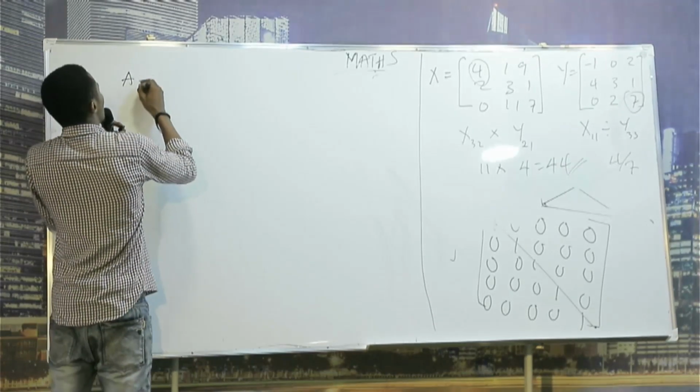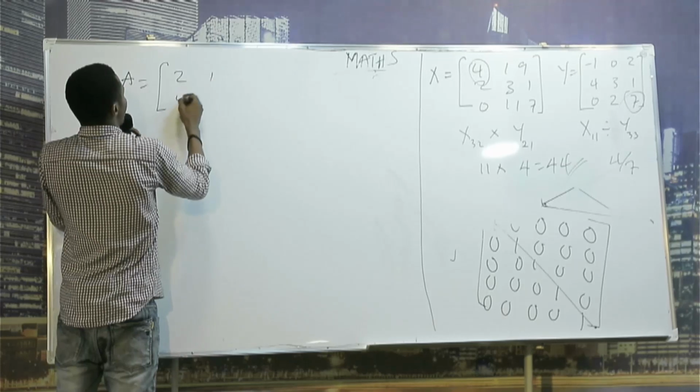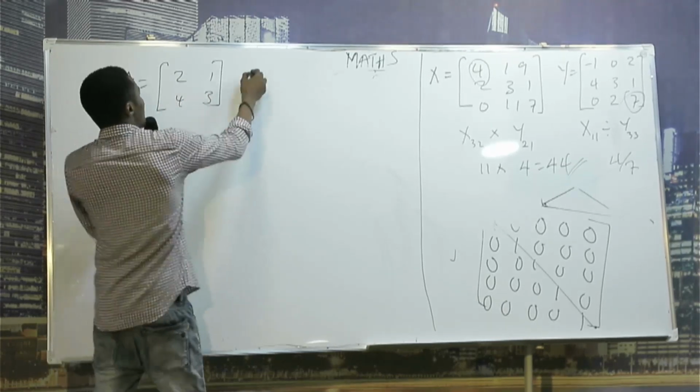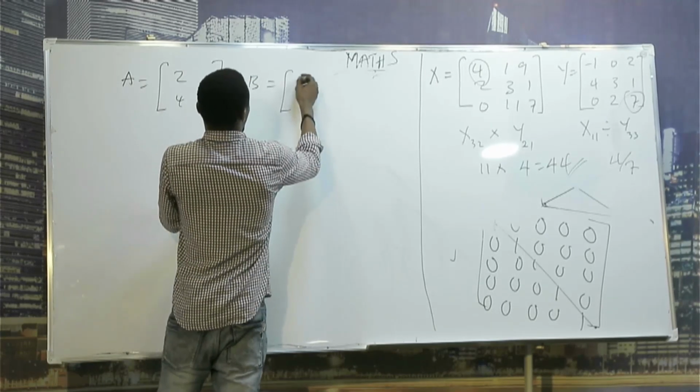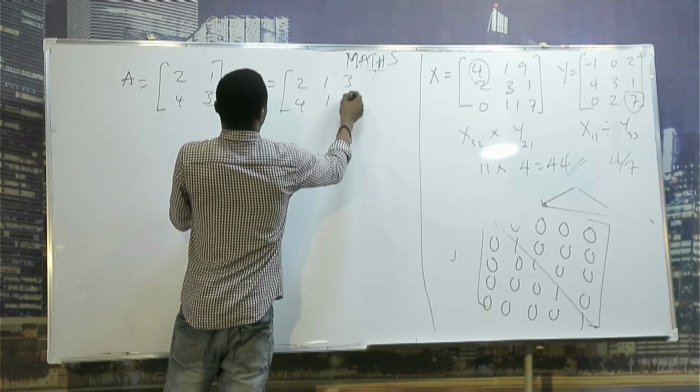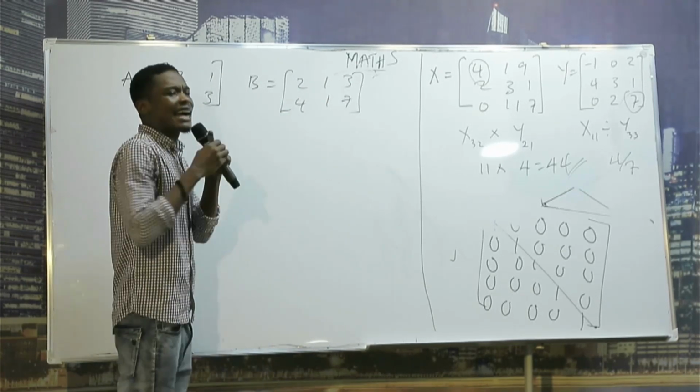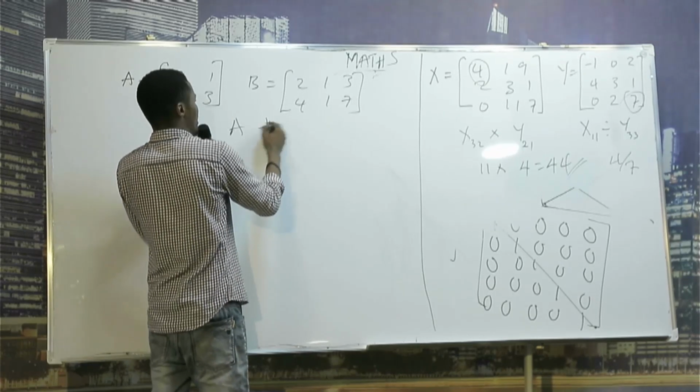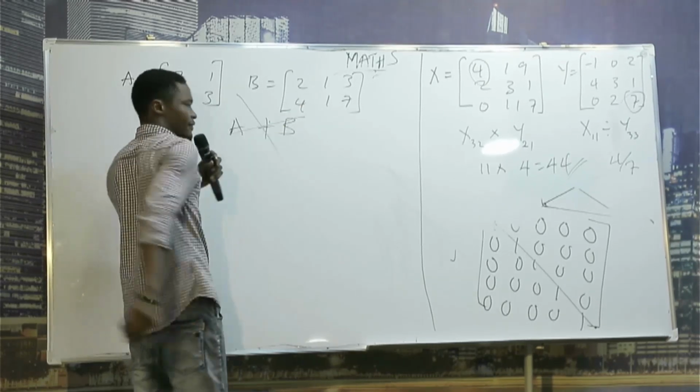Suppose A is equal to, let's say, 2, 1, 4, 3. And B is equal to, let's say, 2, 1, 3, 4, 1, 7. Something like this. I cannot add A and B. I cannot add both of them.